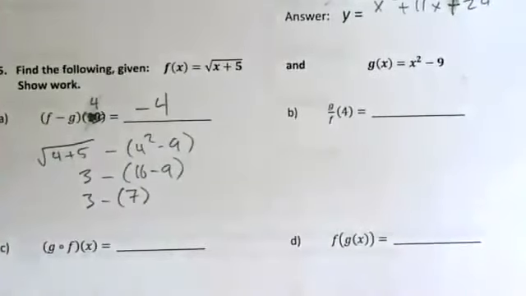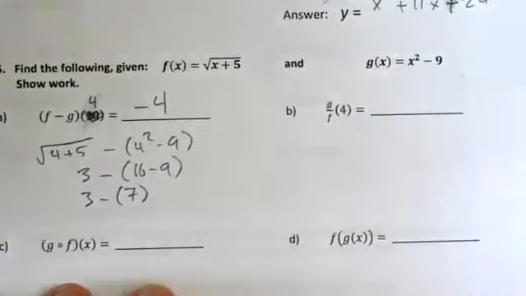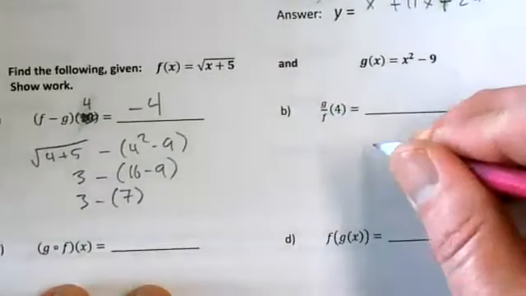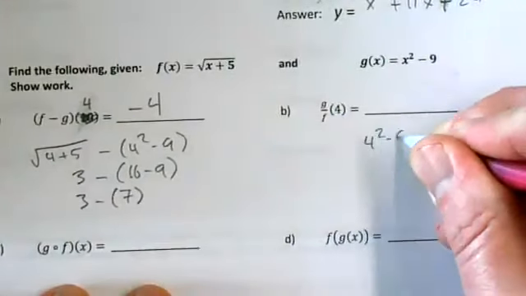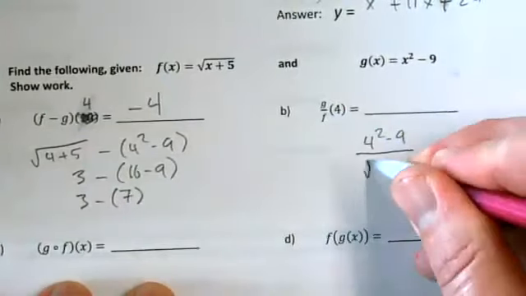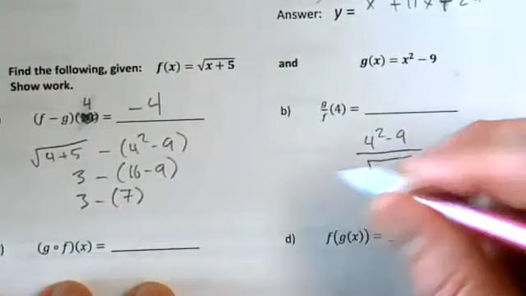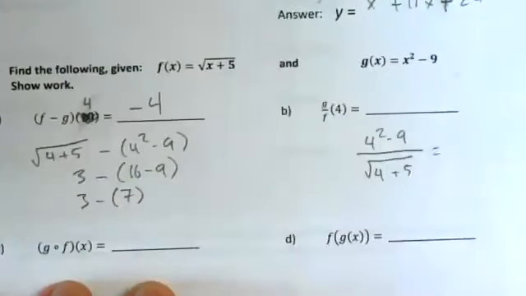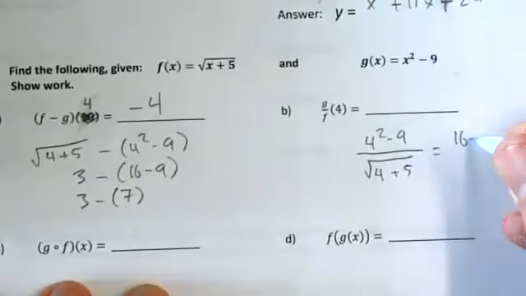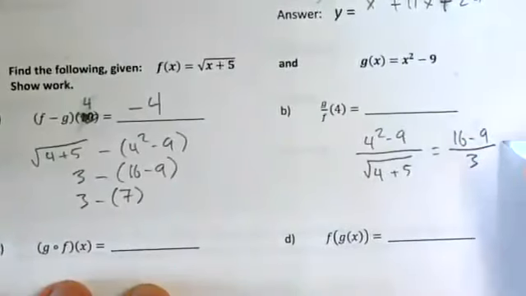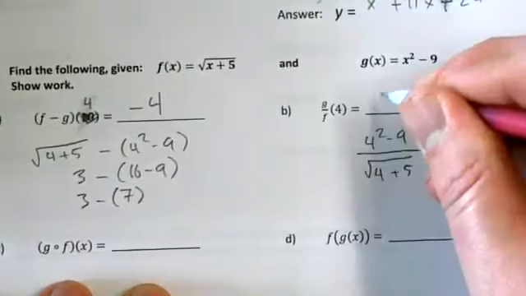f over g, g over f of 4. Okay, so g of 4 is going to be 4 squared minus 9, and then we're going to divide that by f of 4, which would be the square root of, we're plugging in what, 4? 4 plus 5, so what do we got up top? That's 16 minus 9 on the top, square root of 9, which is 3 on the bottom, so 7 over 3.